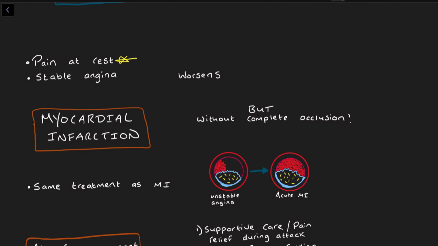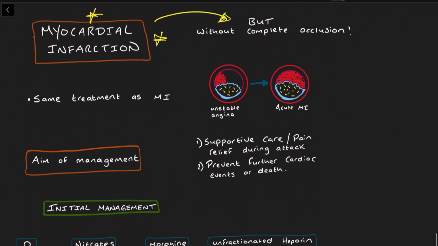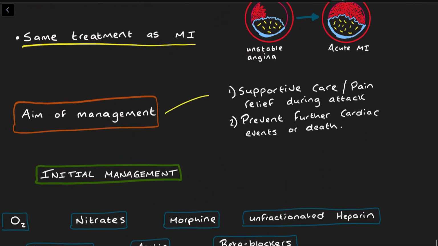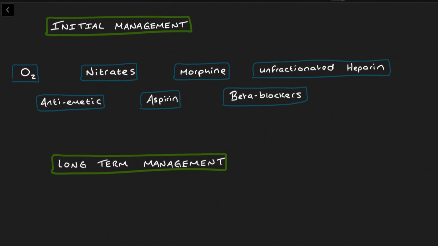It's often characterized by stable angina itself, but it suddenly worsens, is recurring, or is prolonged angina at rest. It occurs in a similar way to myocardial infarction, but without complete occlusion of the vessel. Treatment is the same as for myocardial infarction. The aim of management is to provide supportive care and pain relief during an acute attack, and to prevent further cardiac events and death. So initial management, like how we said, is the same as myocardial infarction.